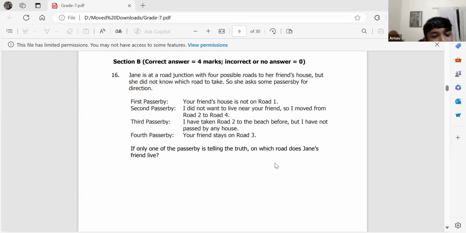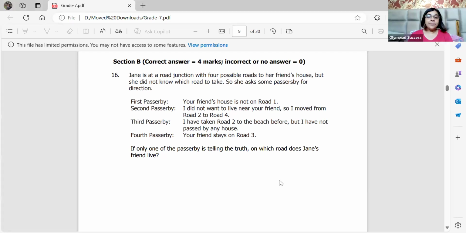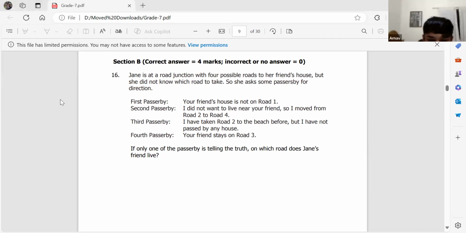It can be one and four, right? No, it's one of them. So whom do you think is saying the truth, Arnav? When I use logic, I'm getting the answer as one and four. But you must be considering that one person is telling the truth, right? Who is telling the truth? First passerby, second passerby, third passerby, or the fourth one?